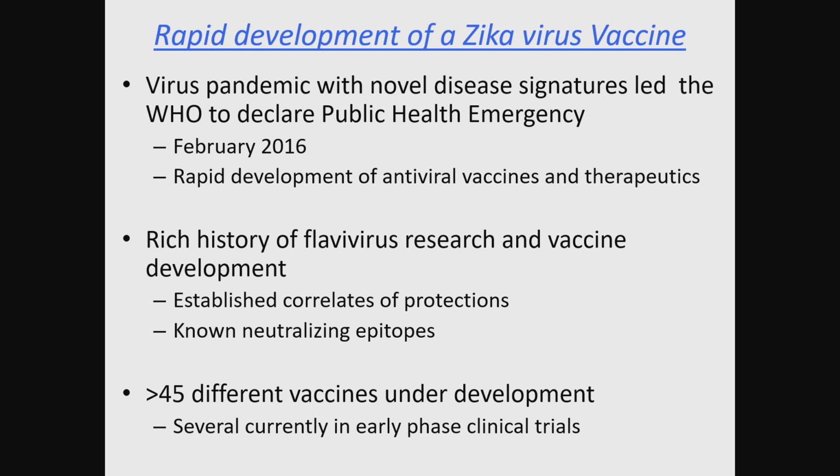Well, we, the scientific community, have a rich history of flavivirus research and vaccine development. We have vaccines for Japanese encephalitis virus, for yellow fever virus, and a lot of research done in the dengue virus field and West Nile virus field, amongst others. So we have established correlates of protection for related viruses, and we know what some of the strongest neutralizing epitopes are for these viruses, or related viruses. And this led to the rapid induction of several different vaccines.